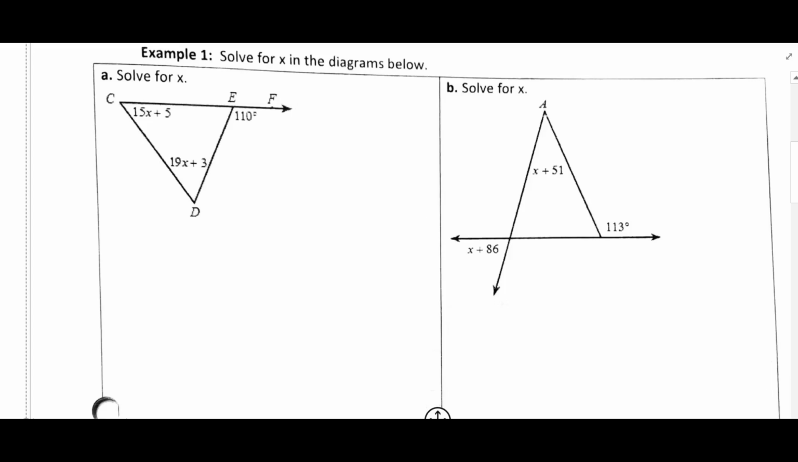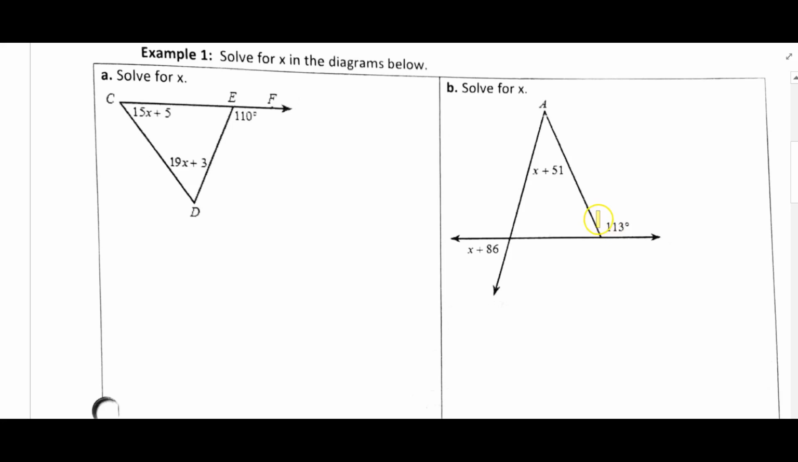This is Mr. Martin. In this video we are continuing to look at some examples from section 4.1. We're looking at the sum of the angles in the triangle, and we're also going to look at some more problems with exterior angles.